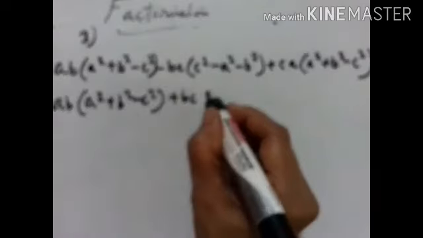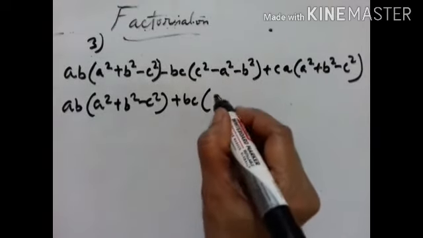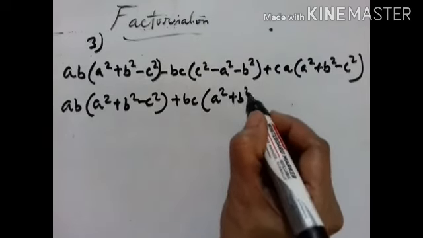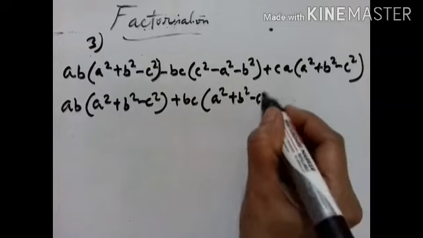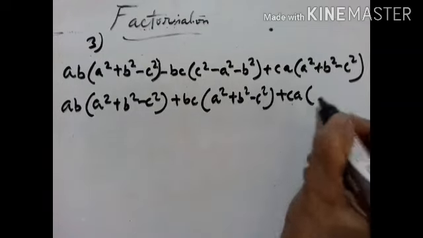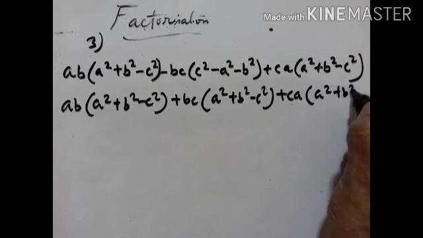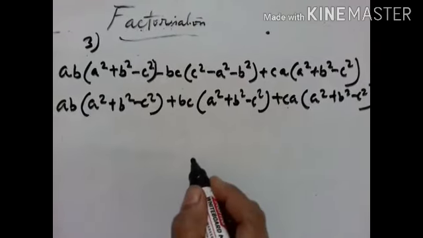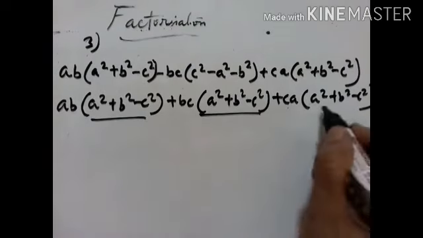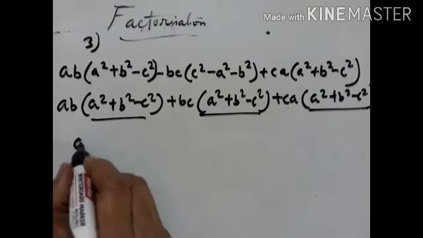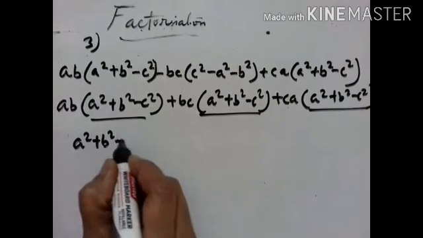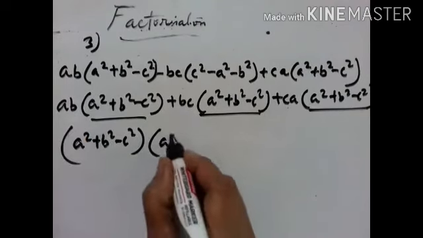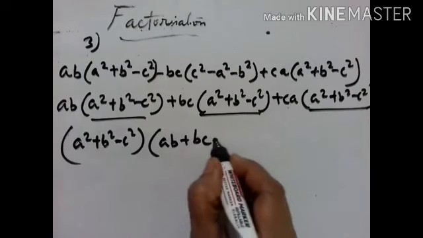I am changing all the signs. Minus a squared becomes plus a squared. Minus b squared becomes plus b squared. Plus c squared becomes minus c squared. Plus ca into a squared plus b squared minus c squared. Let us take the common term out. A squared plus b squared minus c squared into, here what remains is ab plus bc plus ca.